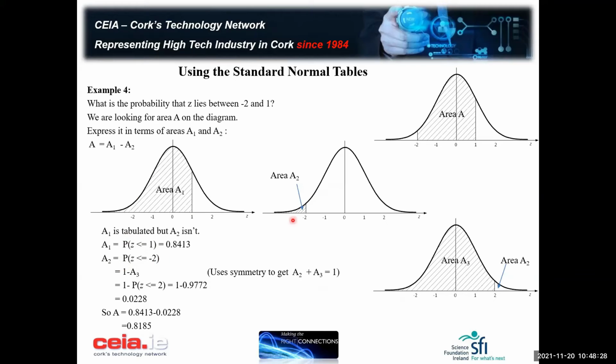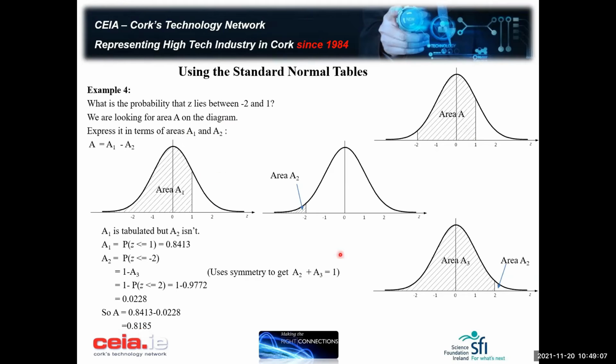Area A2 is the probability that Z is less than or equal to -2, which is the same as 1 minus the probability that Z is less than or equal to 2. So it's 1 minus this area here. And we already had that, which was 0.9772. So it's 0.0228. And subtract the 0.0228 from 0.8413, and we get 0.8185 for this area here, which is the probability that Z lies between -2 and +1.